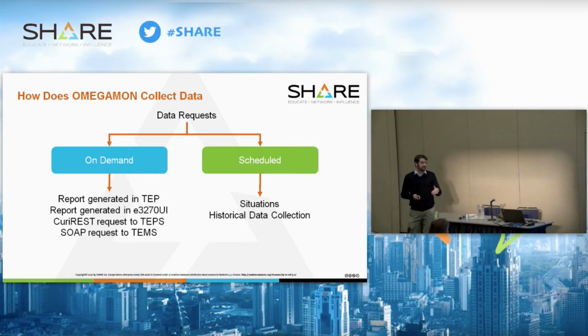The other scheduled data request is for situations, which we'll go into in a bit more detail, but situations are where you want to find out how your OMEGAMON system, or how your system's performing, and you want OMEGAMON to alert you to a problem if there is a particular problem. So you want to tell it to go and keep an eye on these particular attributes and collect that on a scheduled basis, and then when it comes back, the TEMS will then analyze it and say, yes, this is above a threshold that we need to be alerted about, and then generates the alert for it.